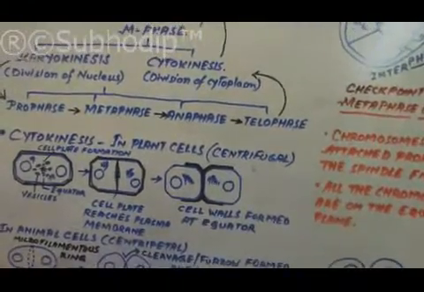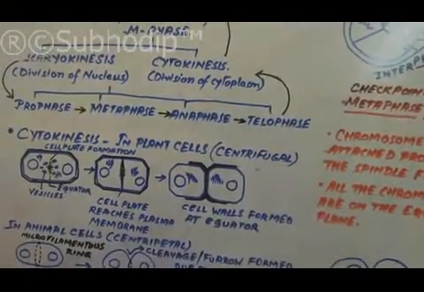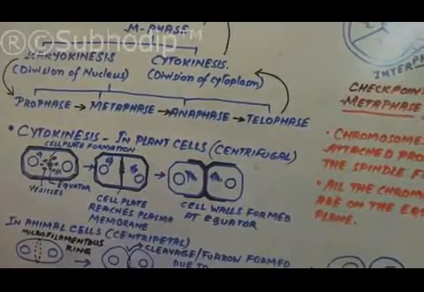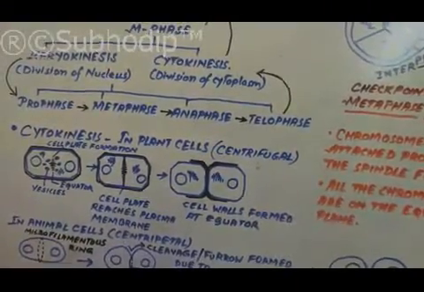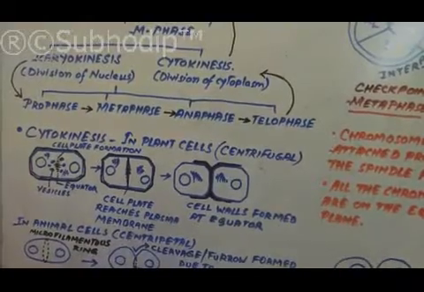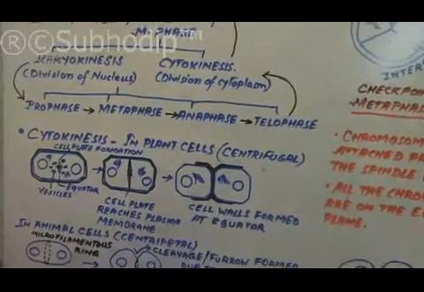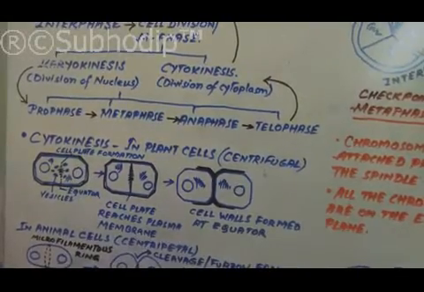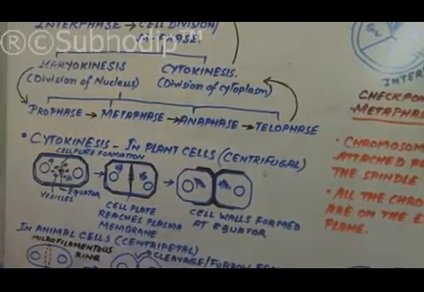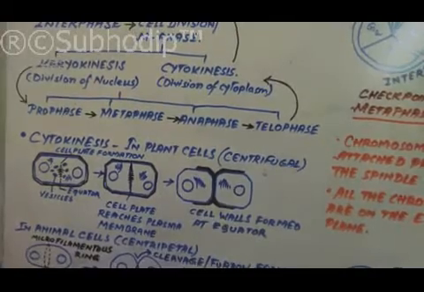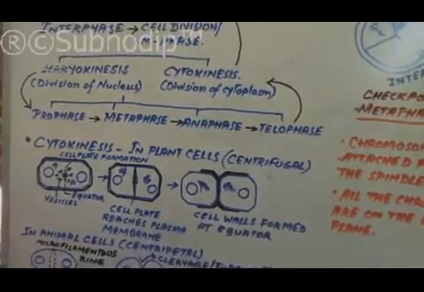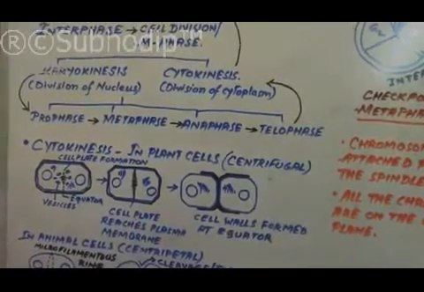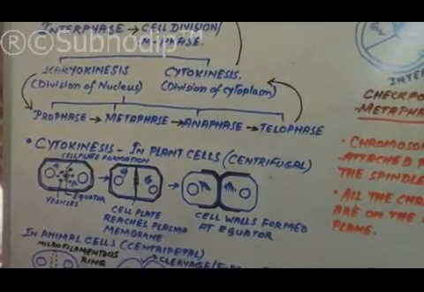In plant cells, a cell plate or phragmoplast is formed by the aggregation of vesicles from the Golgi bodies. These vesicles fuse with each other to form cell membranes and cell wall. The spindle, which is also involved in cell plate formation, then disintegrates and cell division is completed.